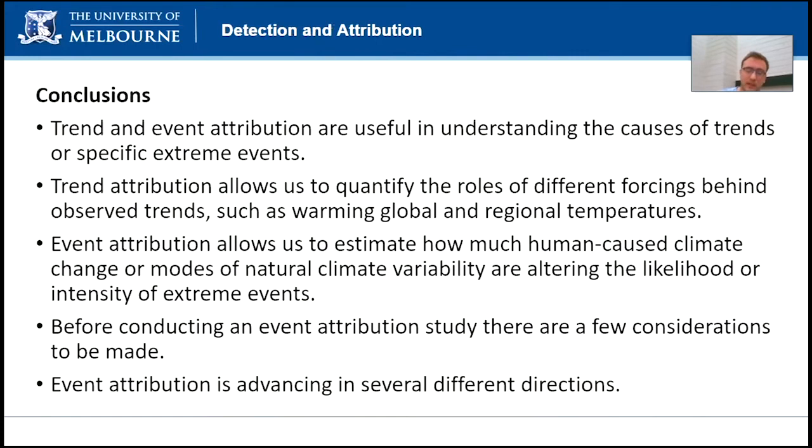And what we're seeing at the moment, and what we're likely to see in the next few years, is that event attribution is advancing in quite a few different directions, both towards understanding the meteorology and the climate change influence on the meteorology behind extreme events, but also in terms of producing useful, impacts-relevant statements on the influence of climate change and variability on numbers of casualties or costs to do with particular extreme events.